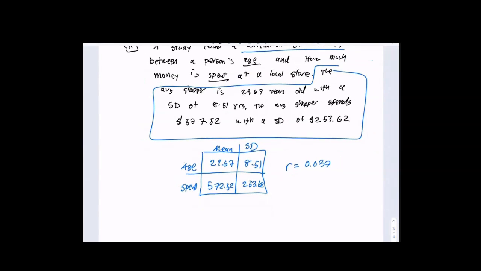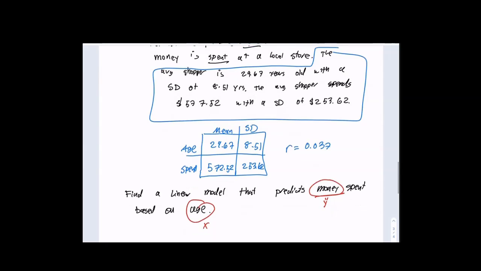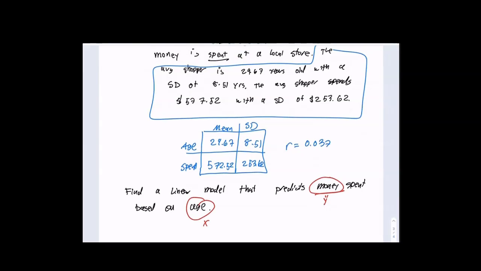However, now I write: find a linear model that predicts money spent based on age. Now, it predicts money spent, so this is my y variable and this is my x variable. How do I know that? It's because of the question. So you have to read into the question. And also, this is question A.